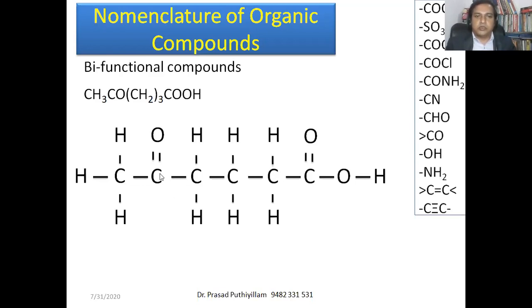Now this is the molecule given by the functional compound. To give the IUPAC nomenclature, two functional groups are there: the ketone functional group and the carboxyl functional group. You have to give the carboxyl functional group the highest priority, then comes ketone.